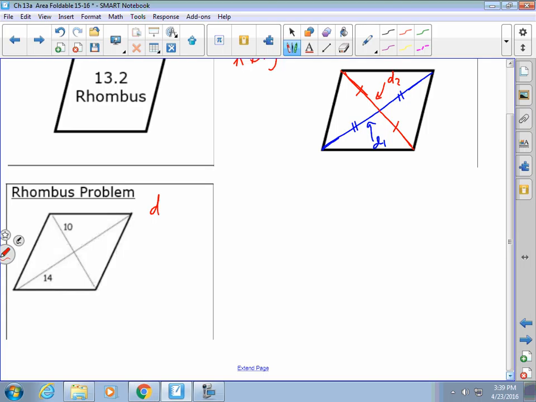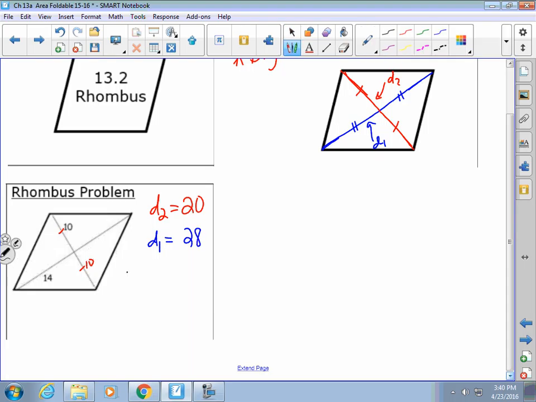our short diagonal. What is the length of the short diagonal? If you said 20, you're absolutely correct. Remember, they get bisected, so that means that this little piece is 10 as well. So our long diagonal, that's our 2, so here's our 1, our long diagonal would be 28.